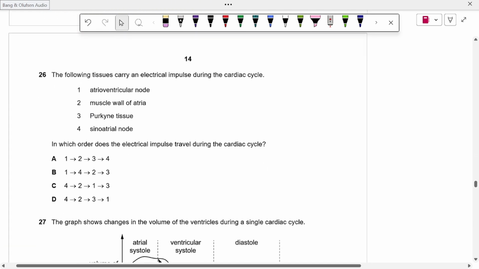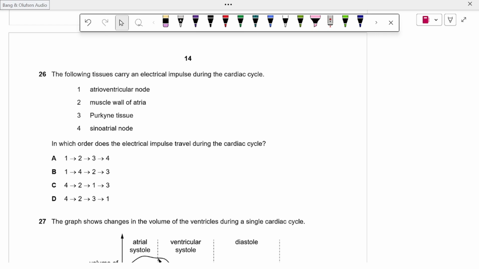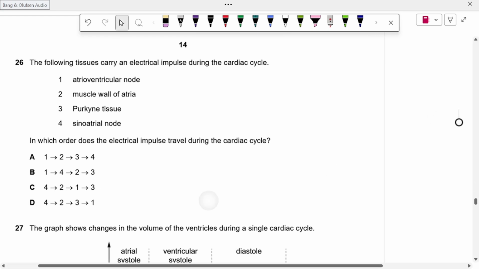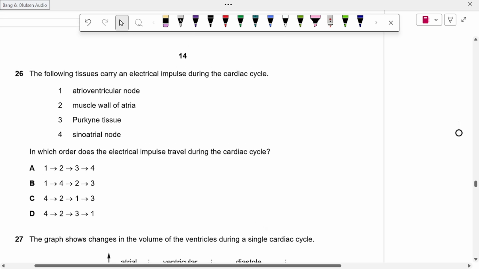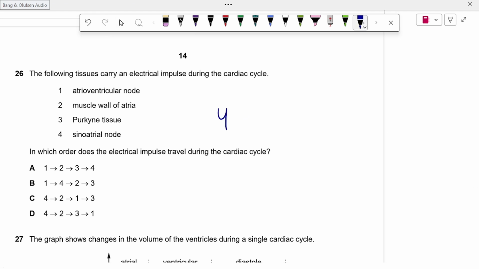The following tissues carry an electrical impulse during the cardiac cycle. In which order does the electrical impulse travel during the cardiac cycle? This is again a repeating question. We have listed it many times. So it starts from your sinoatrial node present in your right atrium. The sinoatrial node spreads the impulse throughout the walls of your atria, due to which your atrial walls contract. So the muscle of the wall of your atria is your second. Then what is third?